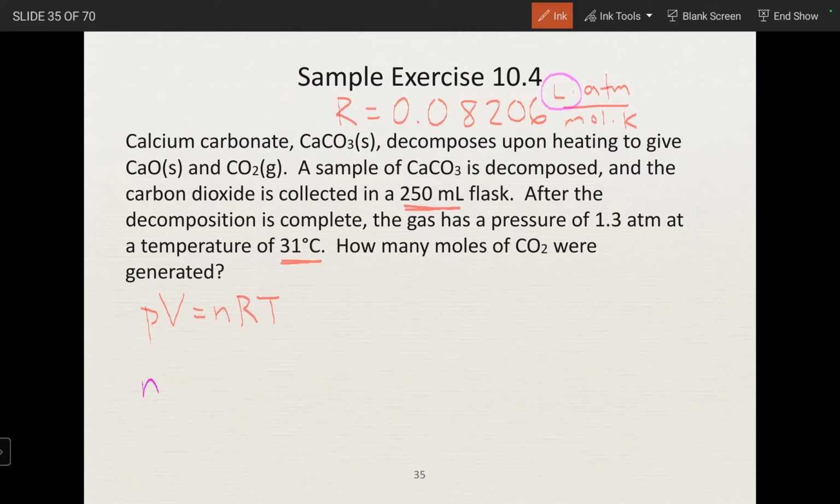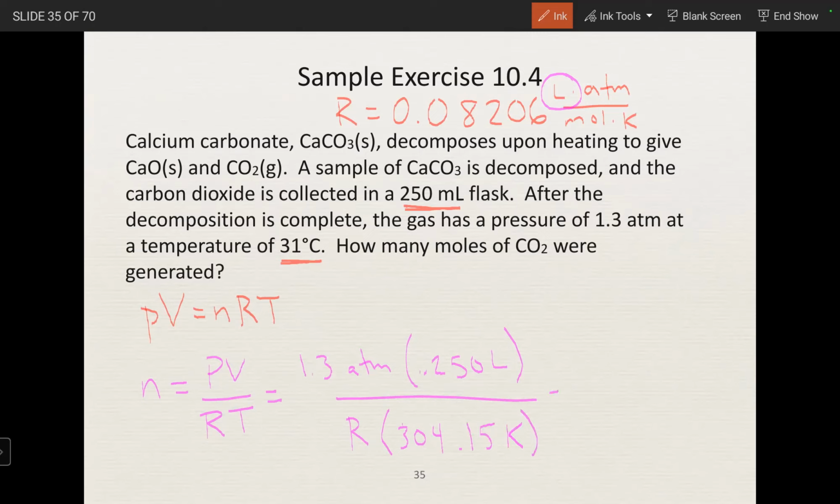But with this one, we want to solve for n, so we'll rearrange it. Divide by RT on both sides. So when we go to plug it in, we'll have pressure, which is going to be 1.3 atmospheres. Volume, remember, change to liters to match R, so 0.25 liters. And then I'm just going to put R rather than writing out that entire thing. But then with the temperature, it won't be 31. It'll be 31 plus 273, so we can get it to Kelvin. So that's going to be 304 and change, so 304.15.